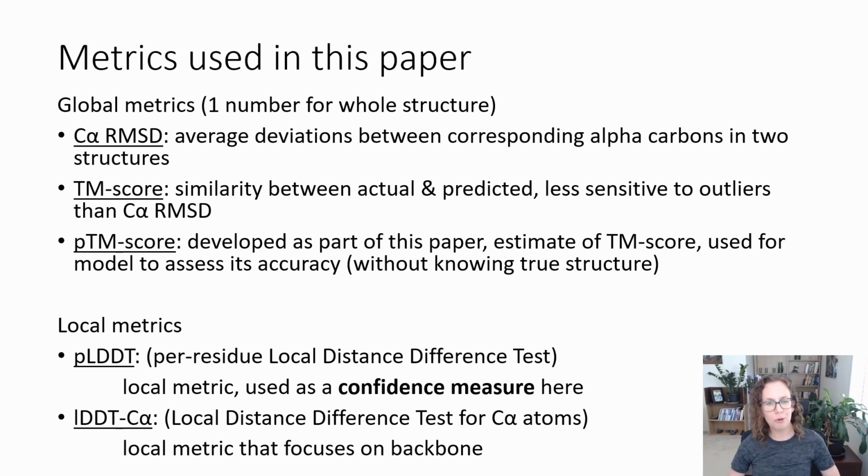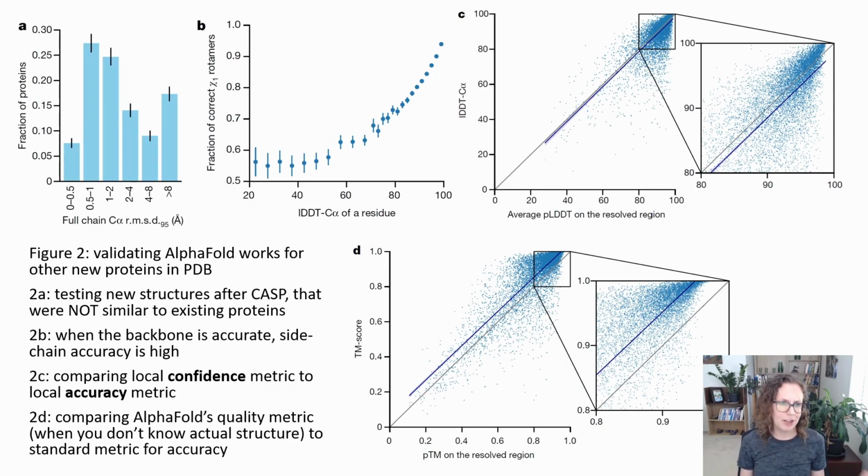And then there are also some local metrics that are used, and that lets you make a prediction about different parts of the protein of how accurate those are. So going back to these figures, 2b is showing that when the backbone is accurate, the side chain accuracy is high. On the x-axis, they're using this local measure on the backbone, and then saying what fraction of rotations were predicted correctly.